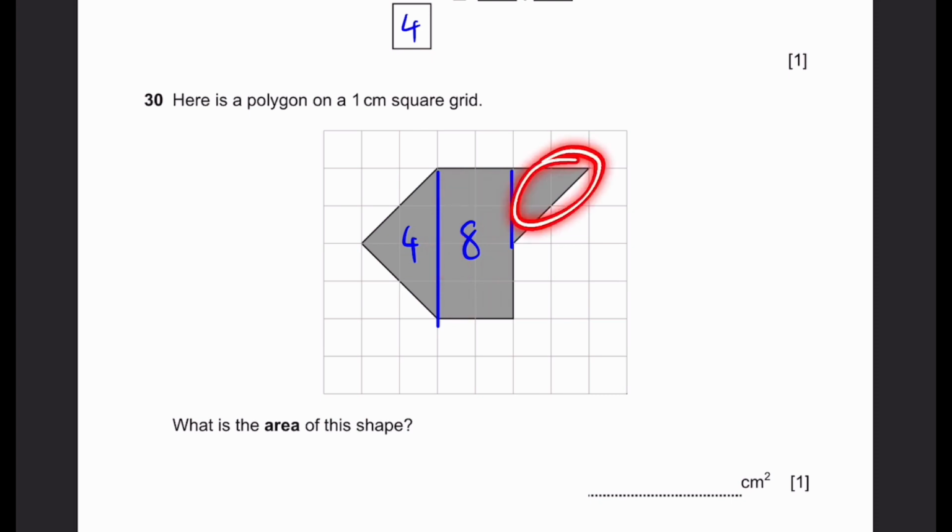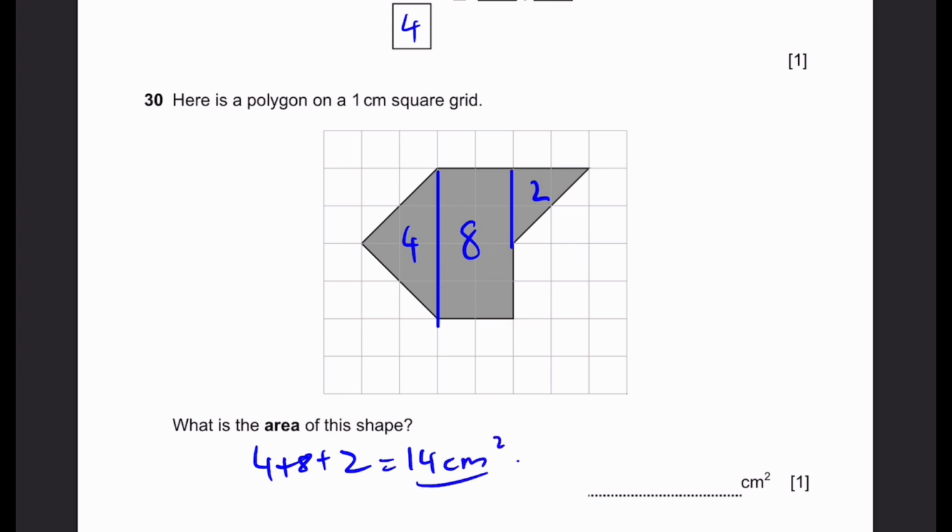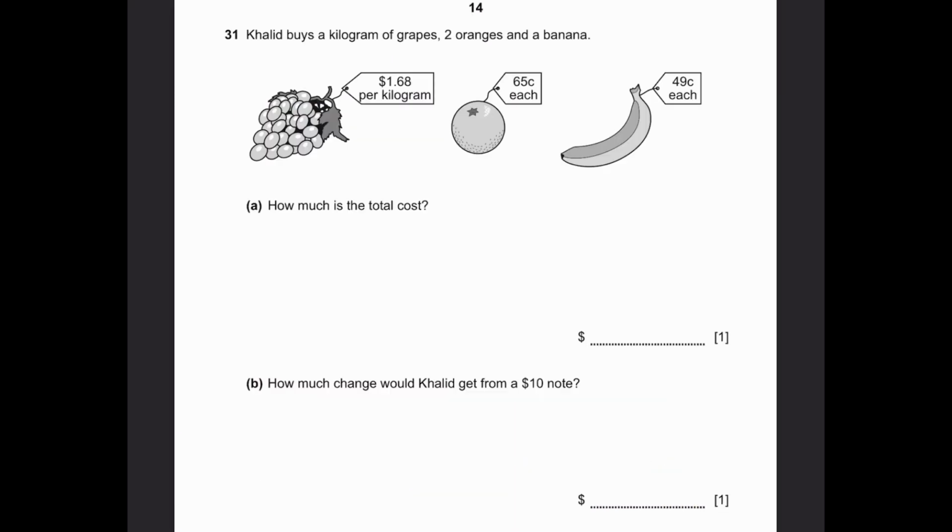And then for this triangle, it'll be half, 1, 2. Or you could use the formula, half into base into height, considering this is the base, which is 2. Height is this, which is also 2. Half into 2 into 2 is 2. So the area of the shape will be 4 plus 8 plus 2, which is equal to 14 centimeters squared. That's the answer. Question 31.